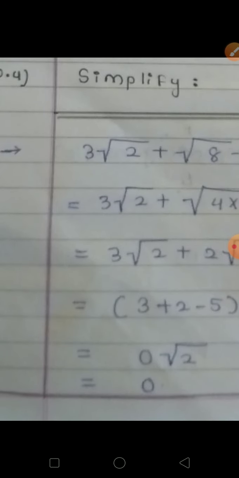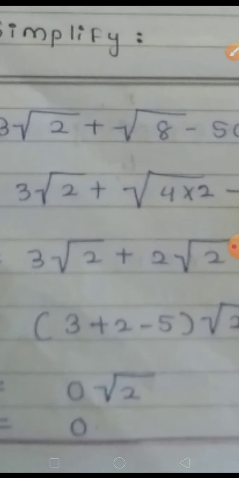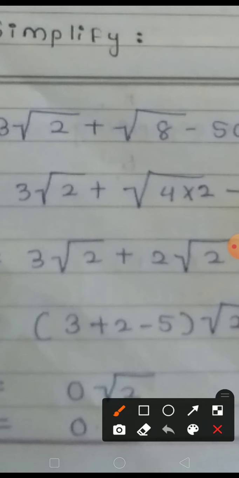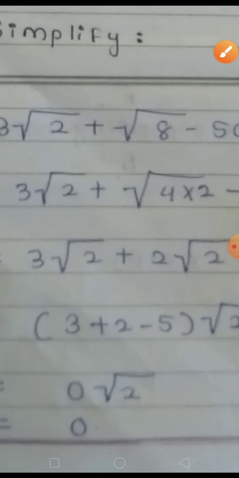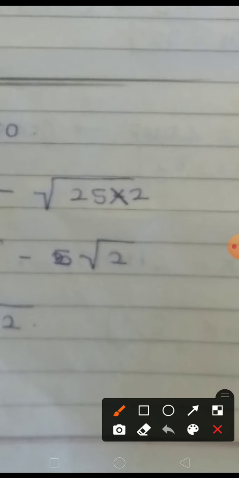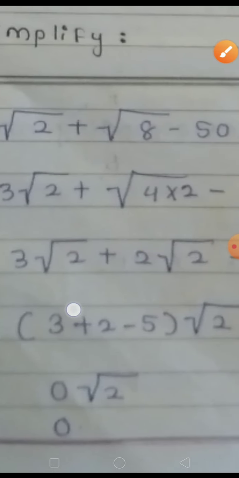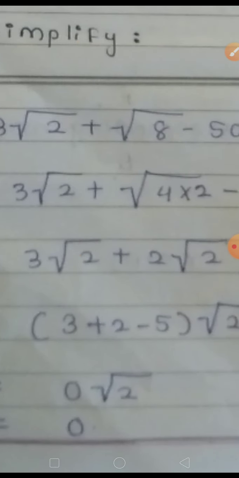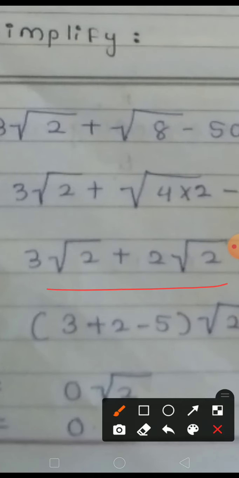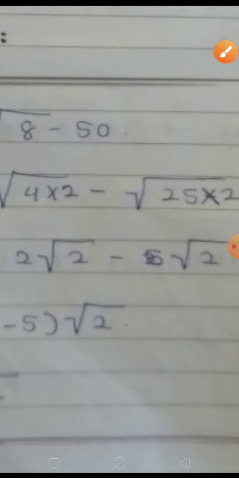In this paper, the last sum is to simplify 3 root 2 plus root 8 minus root 50. So there is the 3 root 2, and for root 8, simply factorize 4 into 2. Then minus root 50, that is 25 times 2. Then there is 3 root 2 plus 2 root 2, then minus the square root of 25, which is 5 root 2.